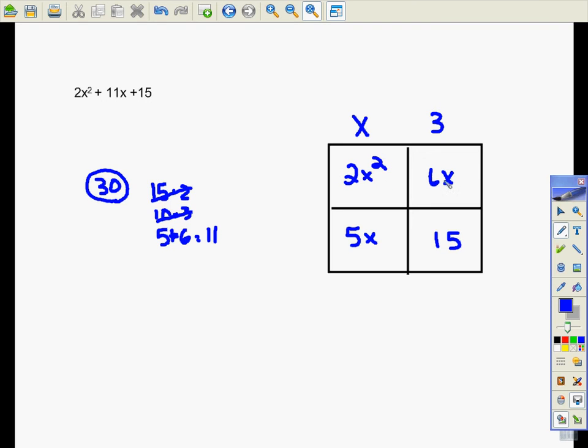We go into rows now, and we see that our common factor here is a 2x. And don't forget the x factors out. And our common factor here is a 5. So now we put it all together. We have x plus 3, and we have 2x plus 5.